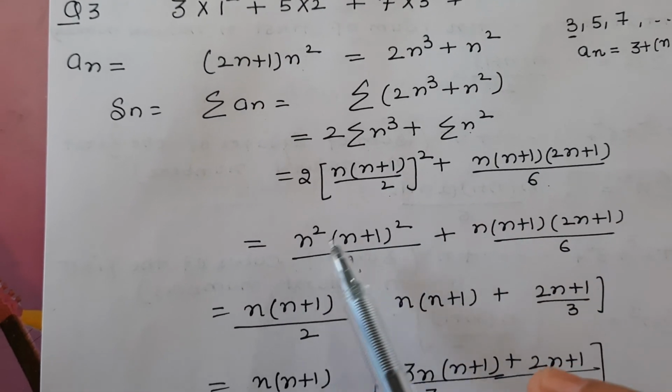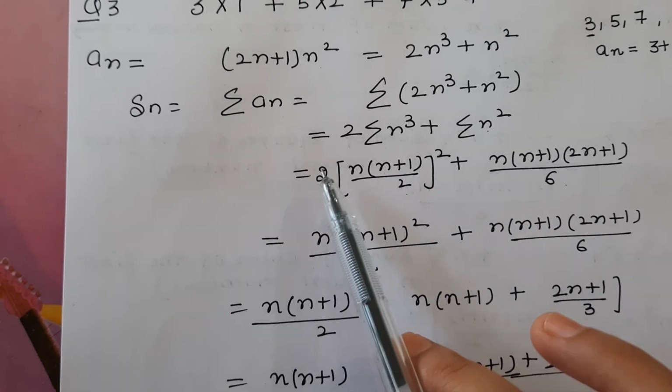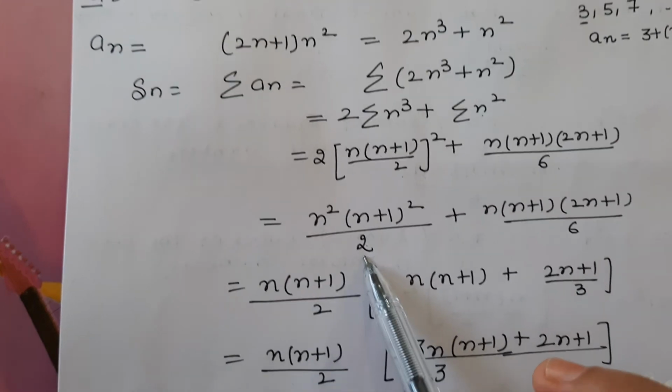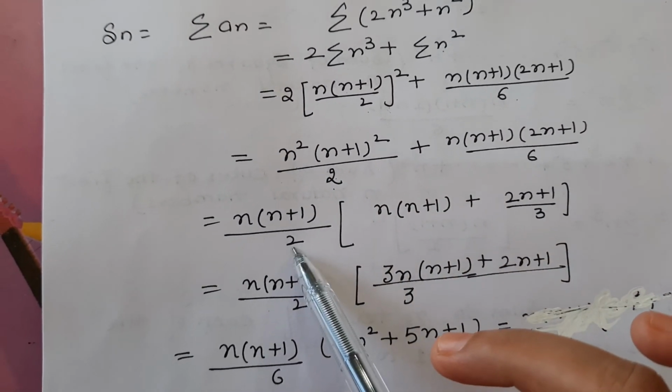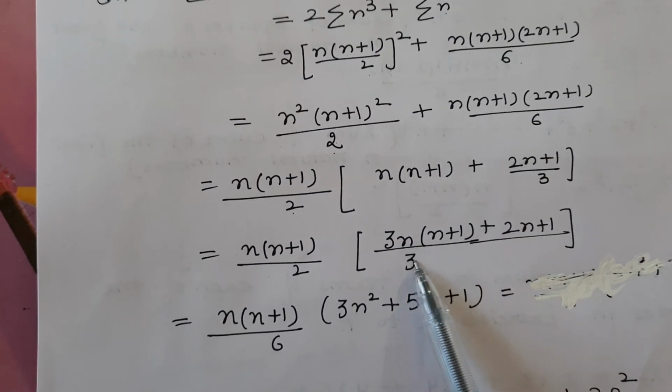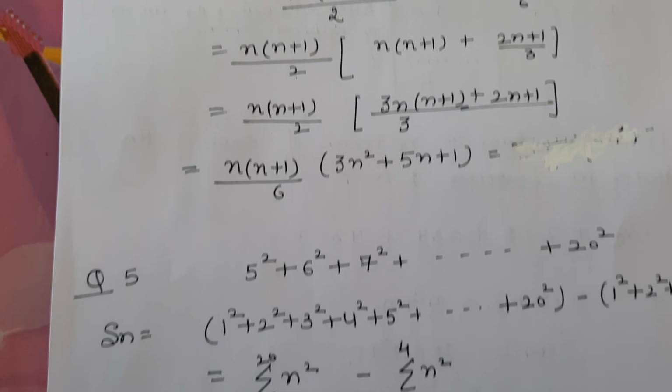Now expand your square, you will get n square, n plus 1 square. In the denominator we have 4. 2 is cancelled from 4, so we are left with 2. In the next step you can take the factors which are common. So take these factors common. Next step, take LCM and simplify this. You are going to have this as your answer.